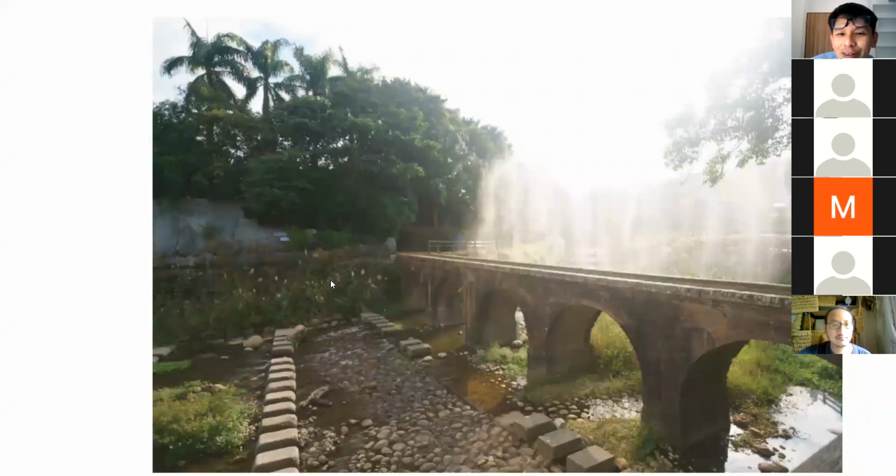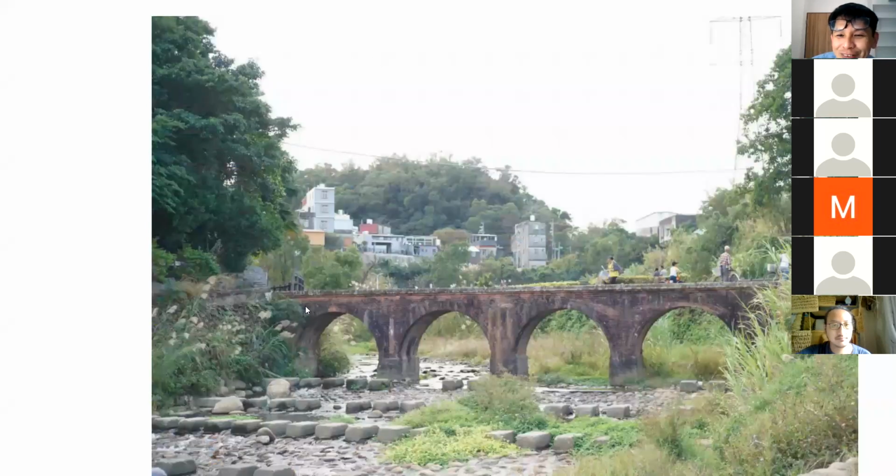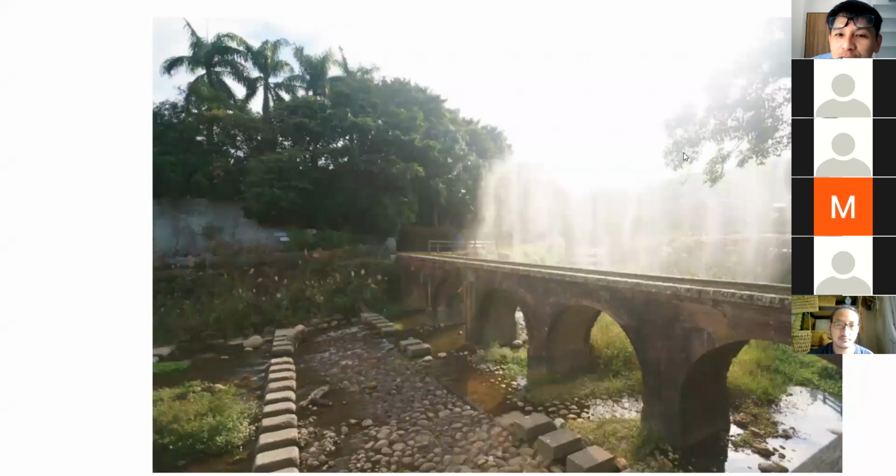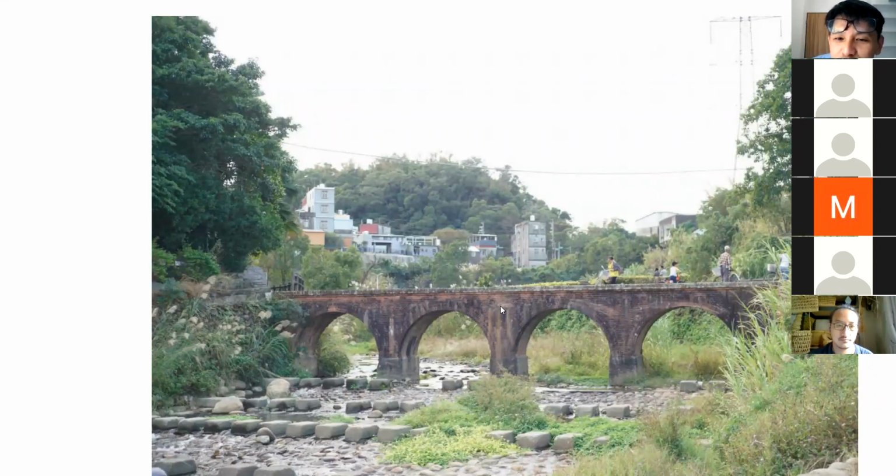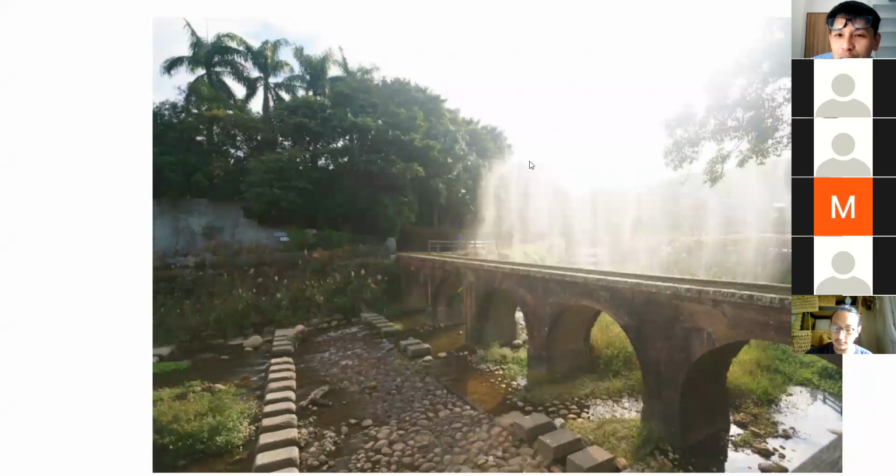This is also the bridge, the slide before, but now it's a famous tourist spot. The artist is doing some water spray, and you can see a rainbow in the afternoon, because the bridge means red bridge, like a rainbow bridge. So the artists create this water spray to see the rainbow, and you can see the rainbow on the rainbow bridge.